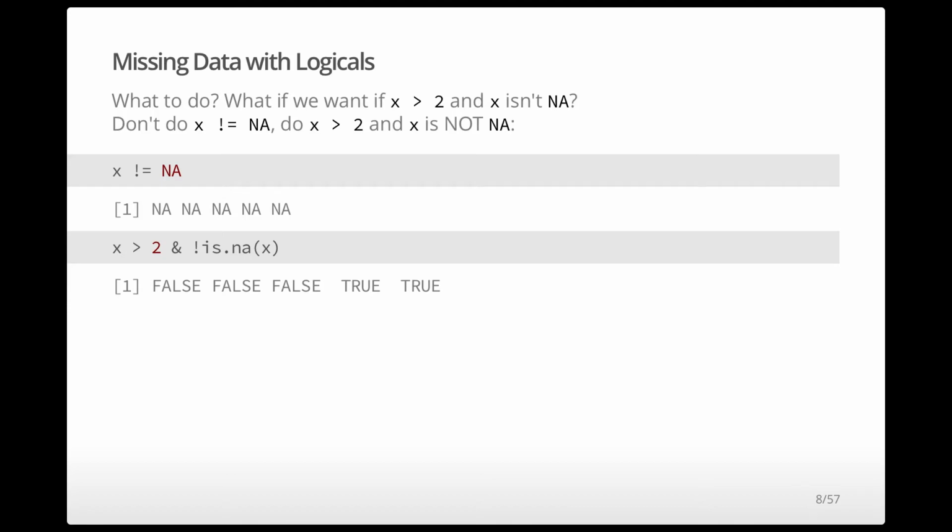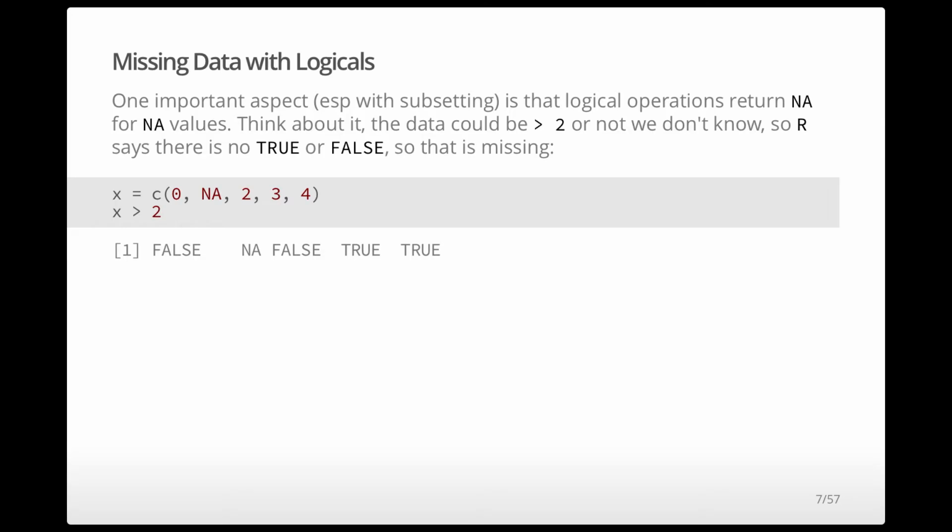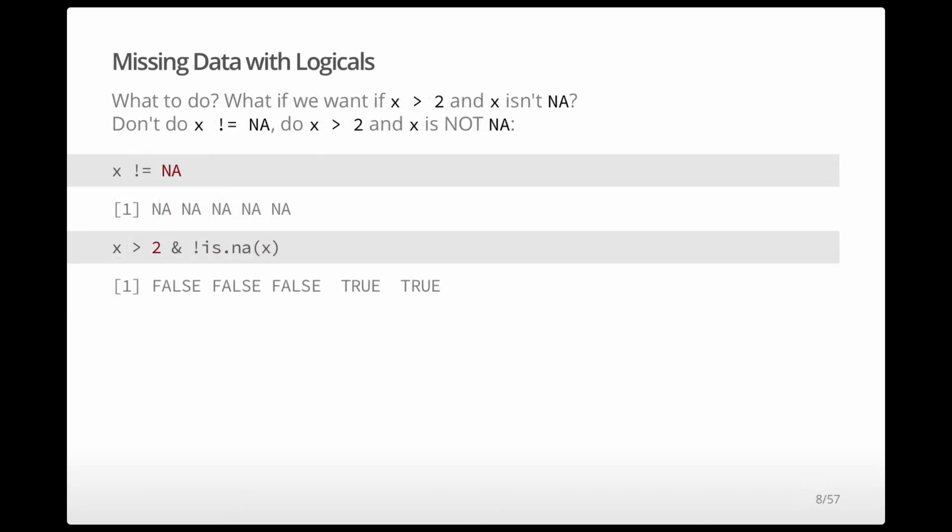Does that make sense? Right? So if I just say, right before, x greater than 2, we had everything but NA was here. Here we have x greater than 2, and it's not missing. That is filled in to be a false. Okay?